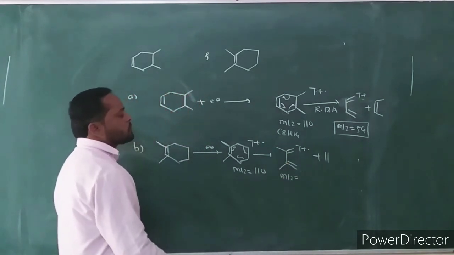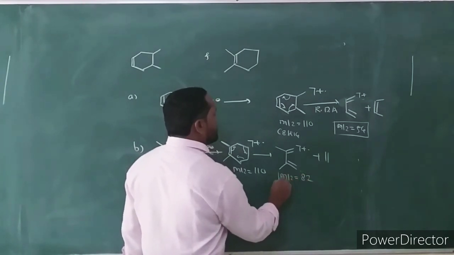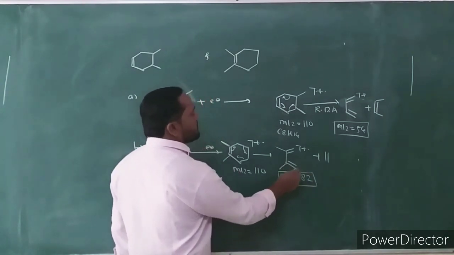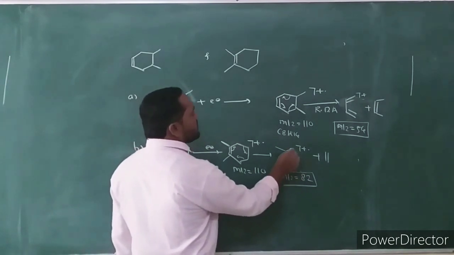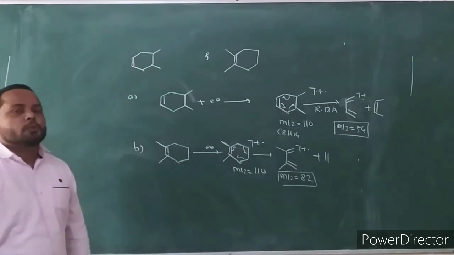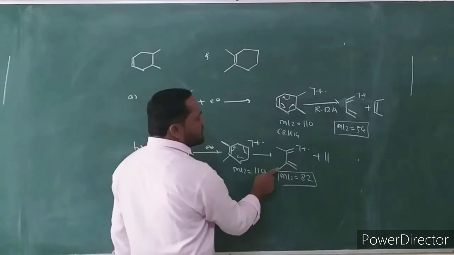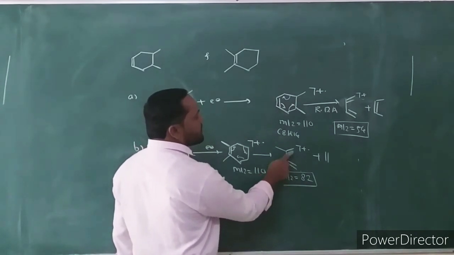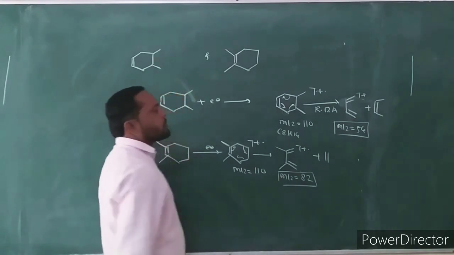82. Total number of carbon atoms: 1, 2, 3, 4, 5 and 6. 6 into 12, 72. Hydrogens: 3 plus 3, 6. 6 plus 4, 10. 72 plus 10, 82.